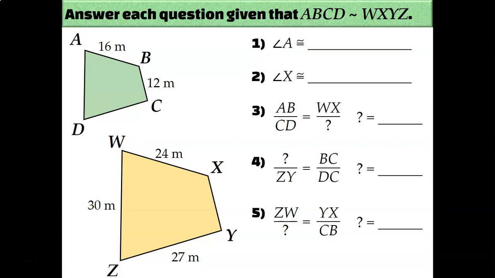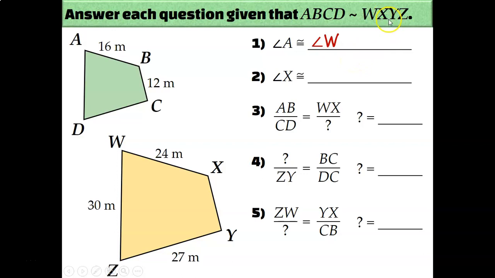In our next example, we're going to kind of do a little bit of everything. We're going to identify corresponding angles, corresponding sides, scale factors, the whole thing. So let's take a look. Given that quadrilateral ABCD is similar to quadrilateral WXYZ, which of the angles is congruent to angle A? Well, honestly, for something like this, I don't even look at the diagram. The similarity statement tells me everything I need to know. A is the first letter, and W is the first letter, so A and W correspond, and therefore are congruent.